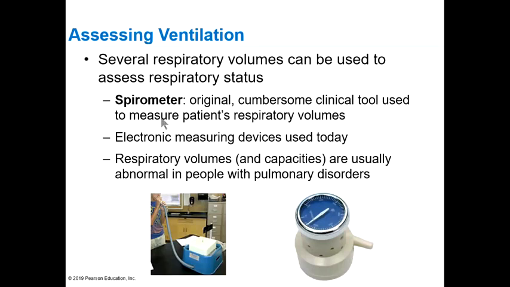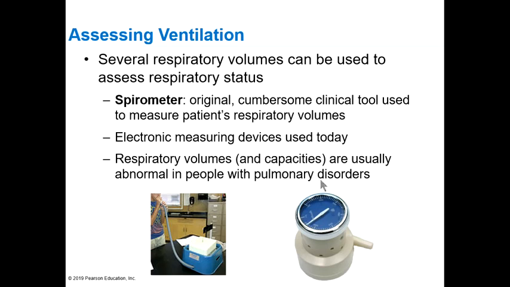In this video, we're going to look at respiratory volumes, and they're important so we can assess respiratory status. Typically, a spirometer is used, you can see that in the picture here, to assess these volumes. There's electronic measuring devices, which are much better, and most clinics use those today. And these volumes that we're measuring usually are abnormal in people with pulmonary disorders.